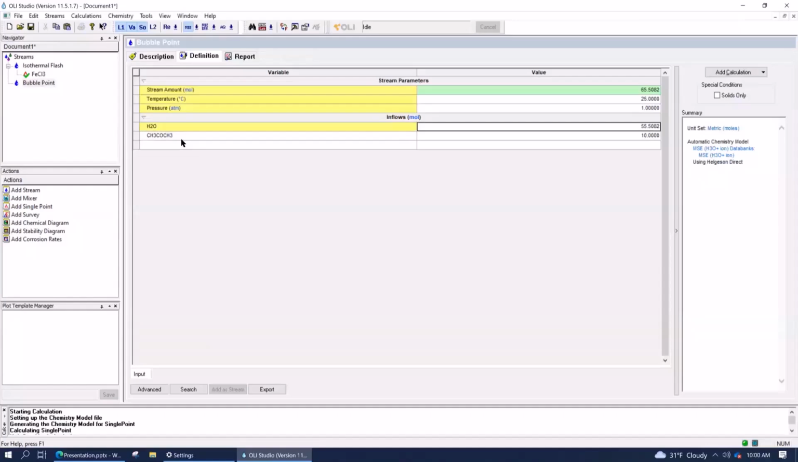Okay. And just to make it easier for you to look at, set the water to 40 moles. So now we can see we've got a system that contains a total of 50 moles, and it's roughly 80% water.